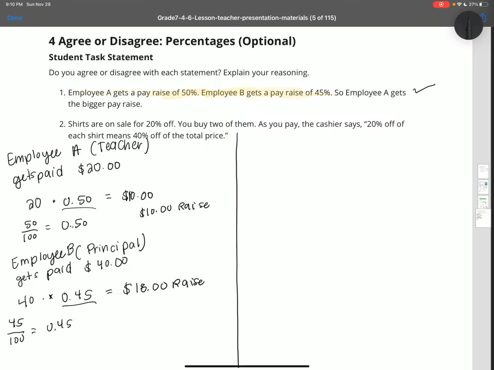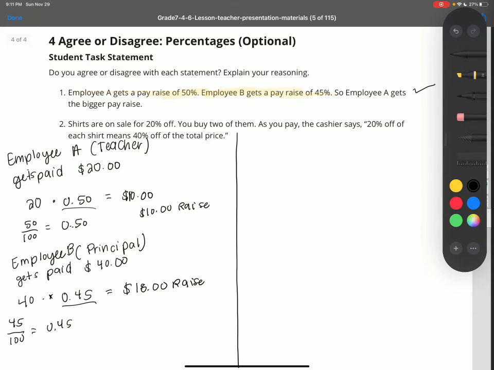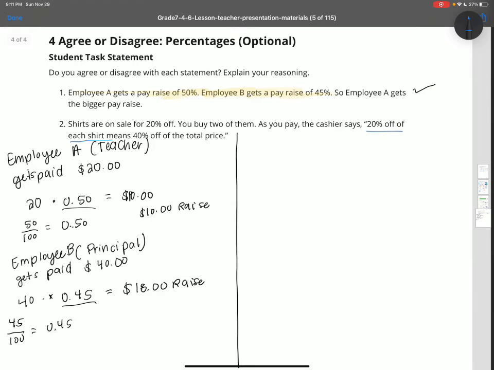Now, question 2, it says shirts are on sale for 20% off. You buy 2 of them. As you pay, the cashier says 20% off of each shirt means 40% off on the total price. Okay, so let's put another hypothetical situation out there, and I'm going to annotate in blue. The cashier is saying 20% off means 40% off the total price.